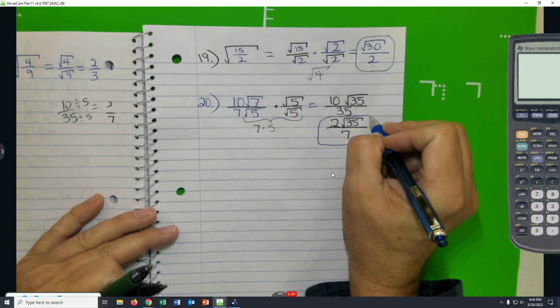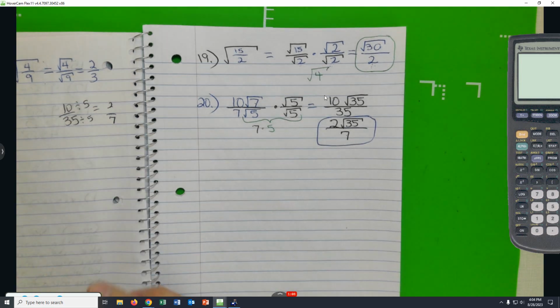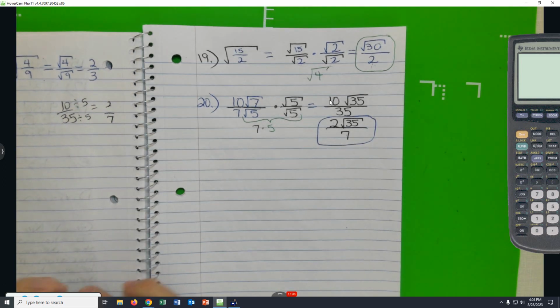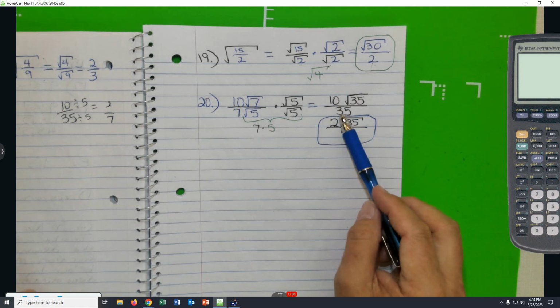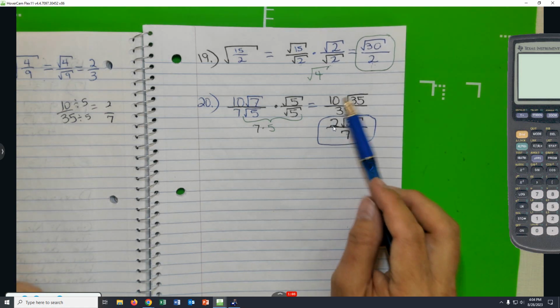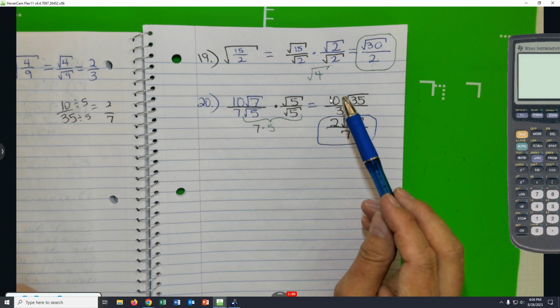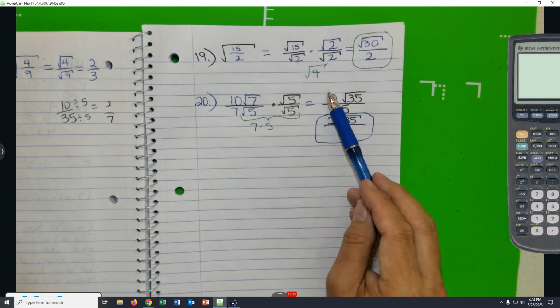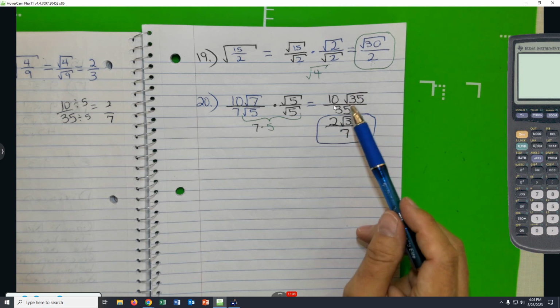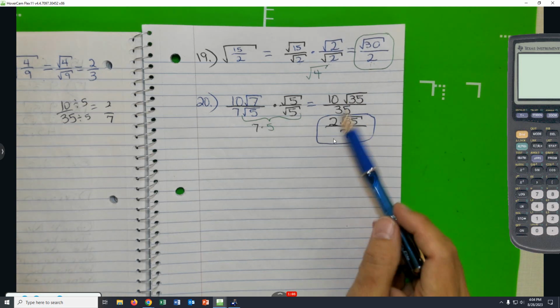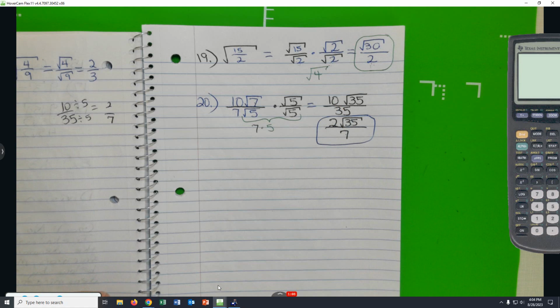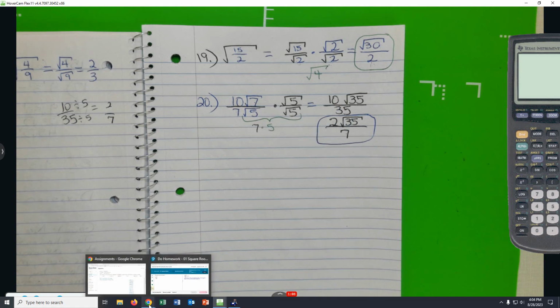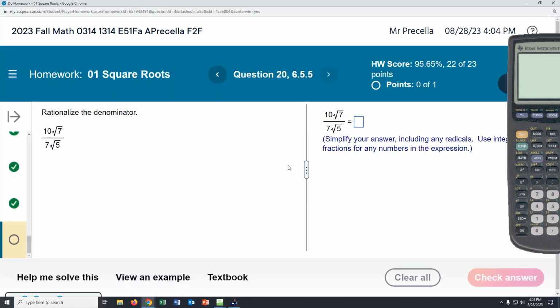Everyone's number 20 is going to wind up with something like this, where they have to cancel. I bet yours won't be the same numbers probably, but you'll have something like a 10 over a 25 or an 8 over a 20. There'll be something that you can cancel there. So 2 square root of 35 all over 7.